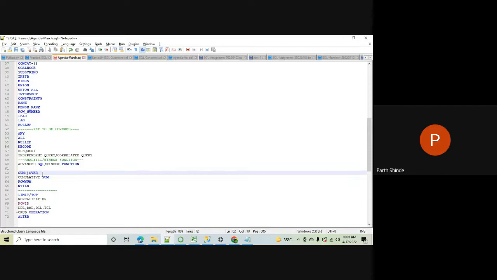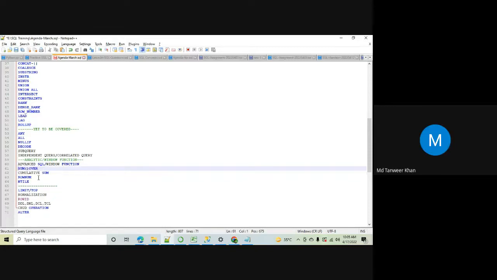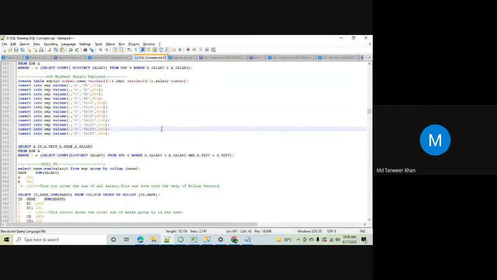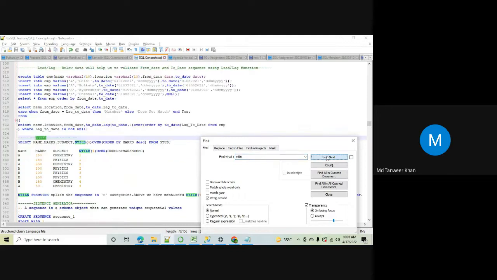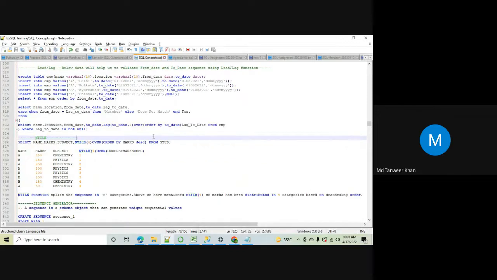Which one shall I tell you? Ntile. Let me explain ntile. Row number is very boring, but I will tell you. Now, since yesterday, everything we are studying are window functions, analytic functions. These are used when you're doing some analysis on data. Let me explain this one.